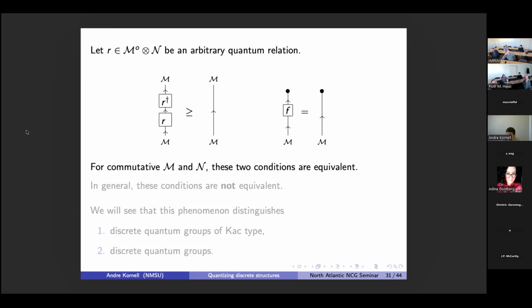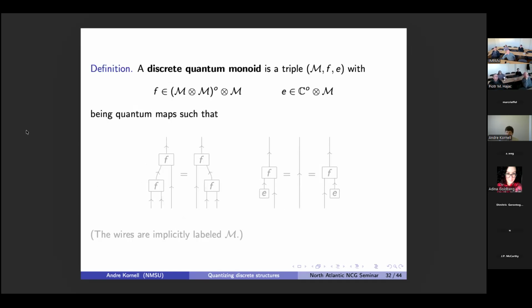So for commutative M and N, these two conditions are equivalent. They're both saying that the relation is total. In general, the conditions are not equivalent. And that is something that is very mysterious and unique to the quantum case. And we will see that this phenomenon actually is not just some random artifact. It actually plays a pretty key role in how this quantization scheme works. We'll see in a moment that it distinguishes discrete quantum groups of Kac type from the class of all discrete quantum groups. Basically, the inversion relation can be total in one sense without being total in the other sense. And that's where the distinction happens. All right, so to point that out, we should first talk about discrete quantum monoids.